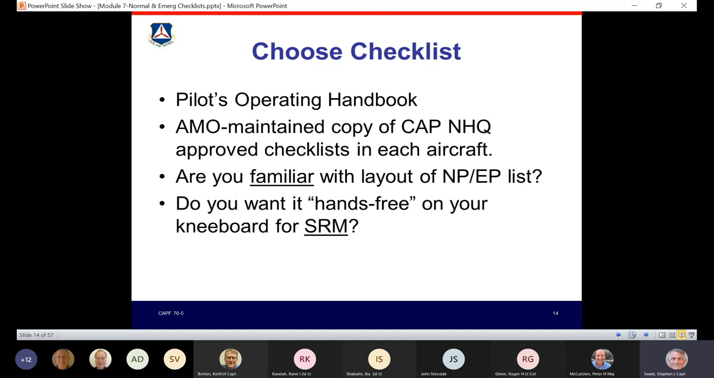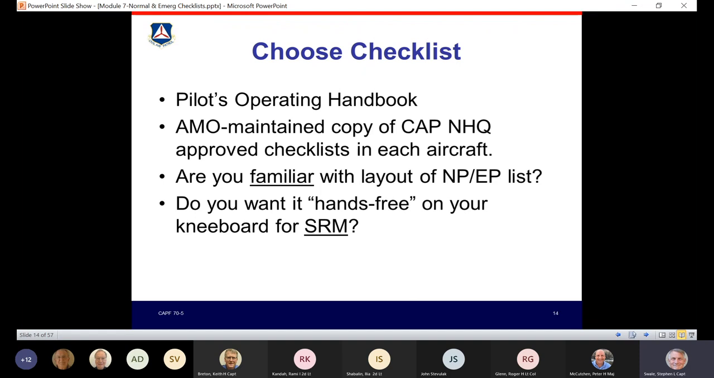Question is, are you, as someone perhaps new to flying with CAP, familiar with the layout of the normal procedures and emergency procedure checklist provided by NHQ? That's a really critical part of using any resource in the cockpit, as we would all agree. And if you are going to operate under SRM, do you want to reach down and grab this 8.5 by 11 piece of paper while you're busy trying to fly the airplane by yourself?